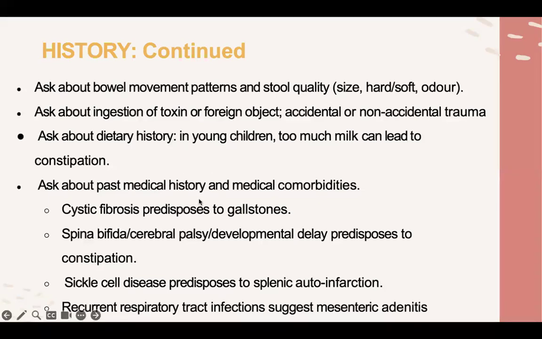And also ask about the medical history and medical comorbidities like cystic fibrosis, pediatric gallstone and biliary pancreatitis as well, cholangitis, cholecystitis. Spina bifida, cerebral palsy, developmental delay predispose to constipation. Sickle cell disease predisposes to splenic autoinfarction as well as vaso-occlusive splenic infarcts in the liver as well as spleen, and the child can even present with a vaso-occlusive crisis. Recurrent respiratory infection can suggest mesenteric adenitis as well.